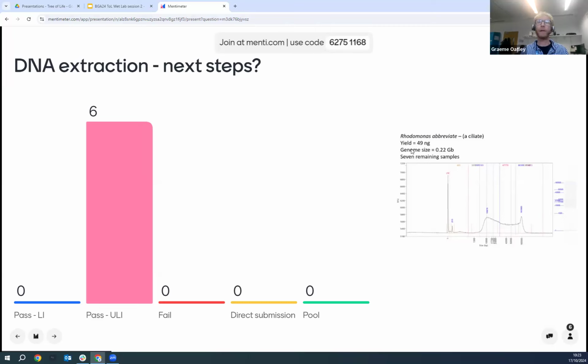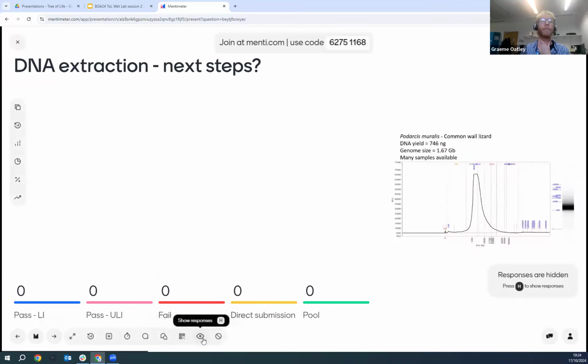However, if you've chosen pool, because we have 7 remaining samples, we could do a second or third extraction to try to get their yield up, to definitely ensure that we have enough DNA to put forward for sequencing. Okay.